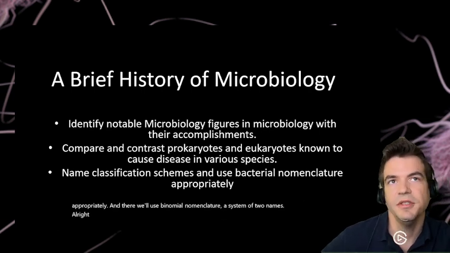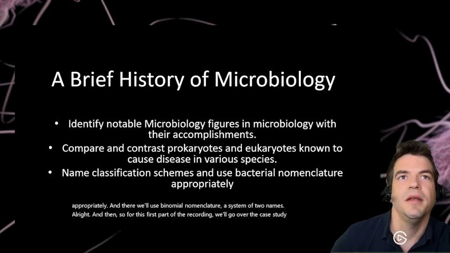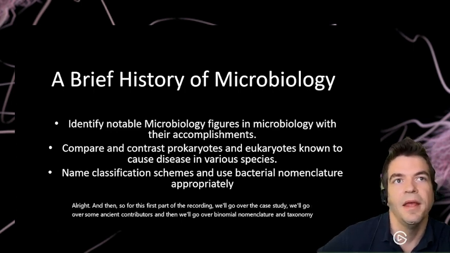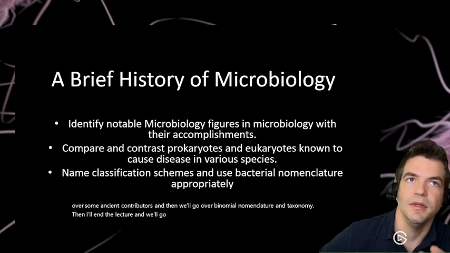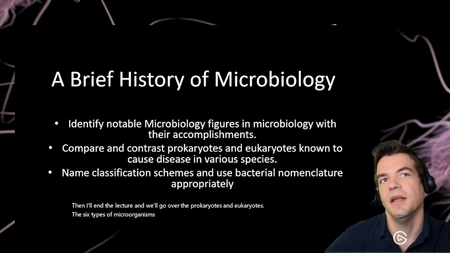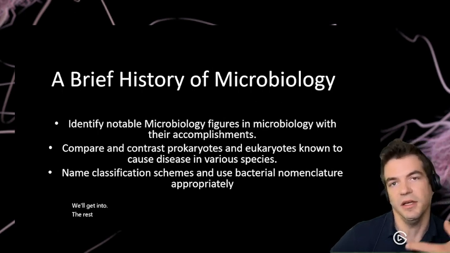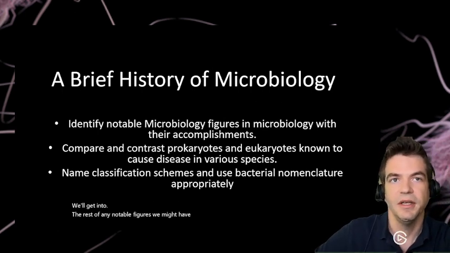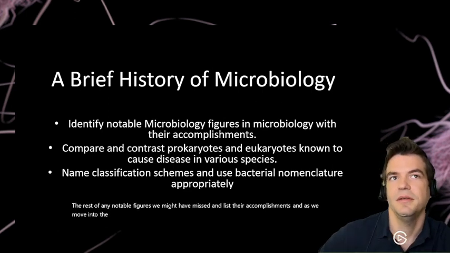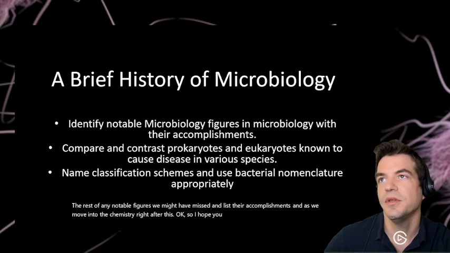All right, and then so for this first part of the recording, we'll go over the case study, we'll go over some ancient contributors, and then we'll go over binomial nomenclature and taxonomy. Then I'll end the lecture and we'll go over the prokaryotes and eukaryotes, the six types of microorganisms, and then finally we'll get into the rest of any notable figures we might have missed and list their accomplishments, and as we move into the chemistry right after this.